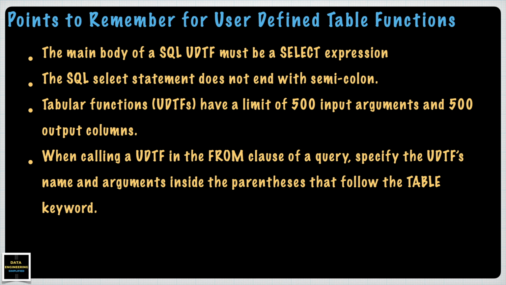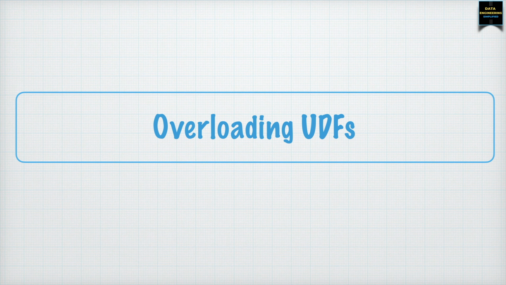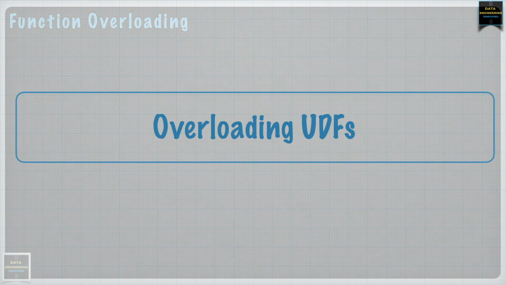When calling a UDTF in the from clause of a query, specify the UDTF's name and arguments inside the parentheses that follow the table keyword. Example: select star from table followed by your table function name followed by the argument. Next, we will look into how we can overload our user-defined function.